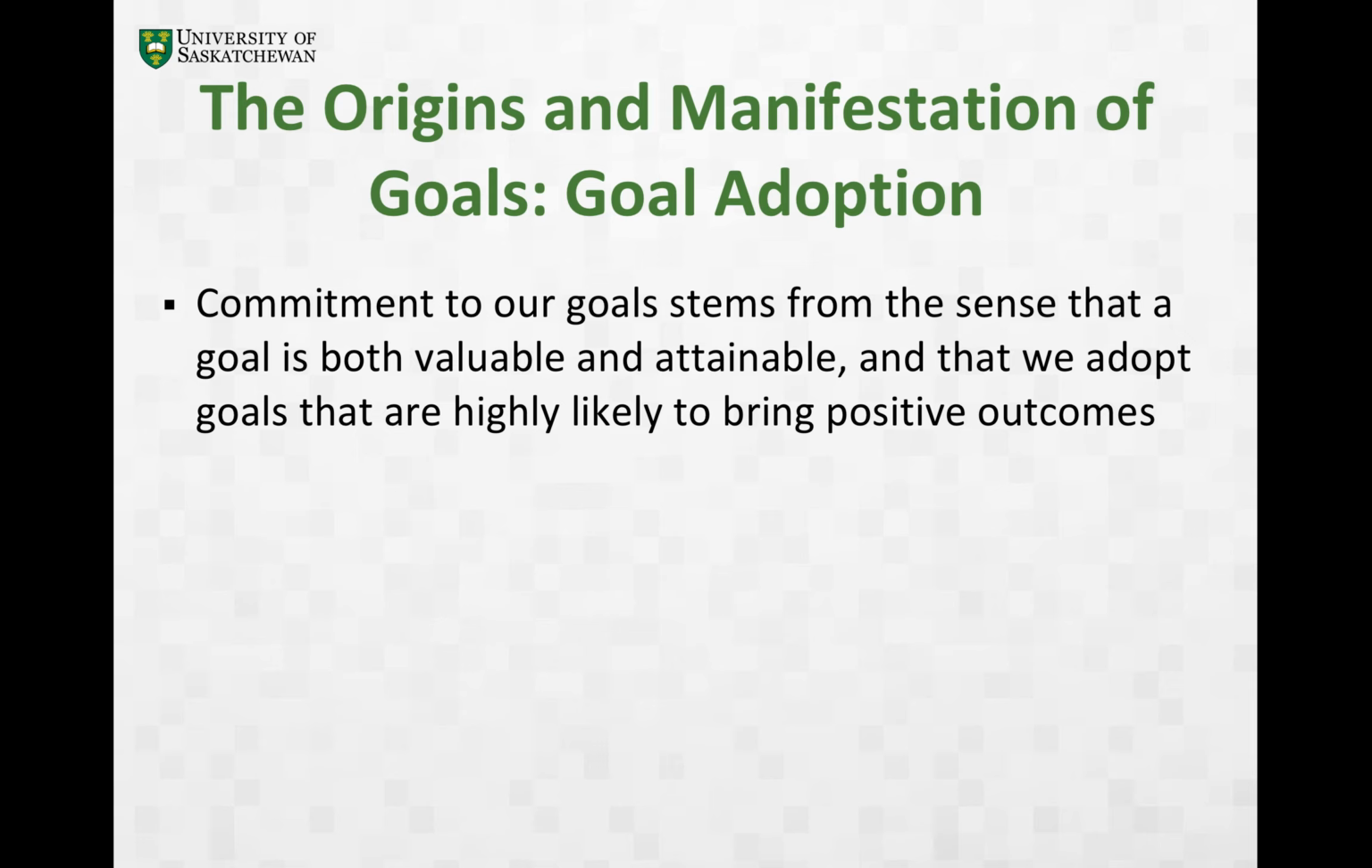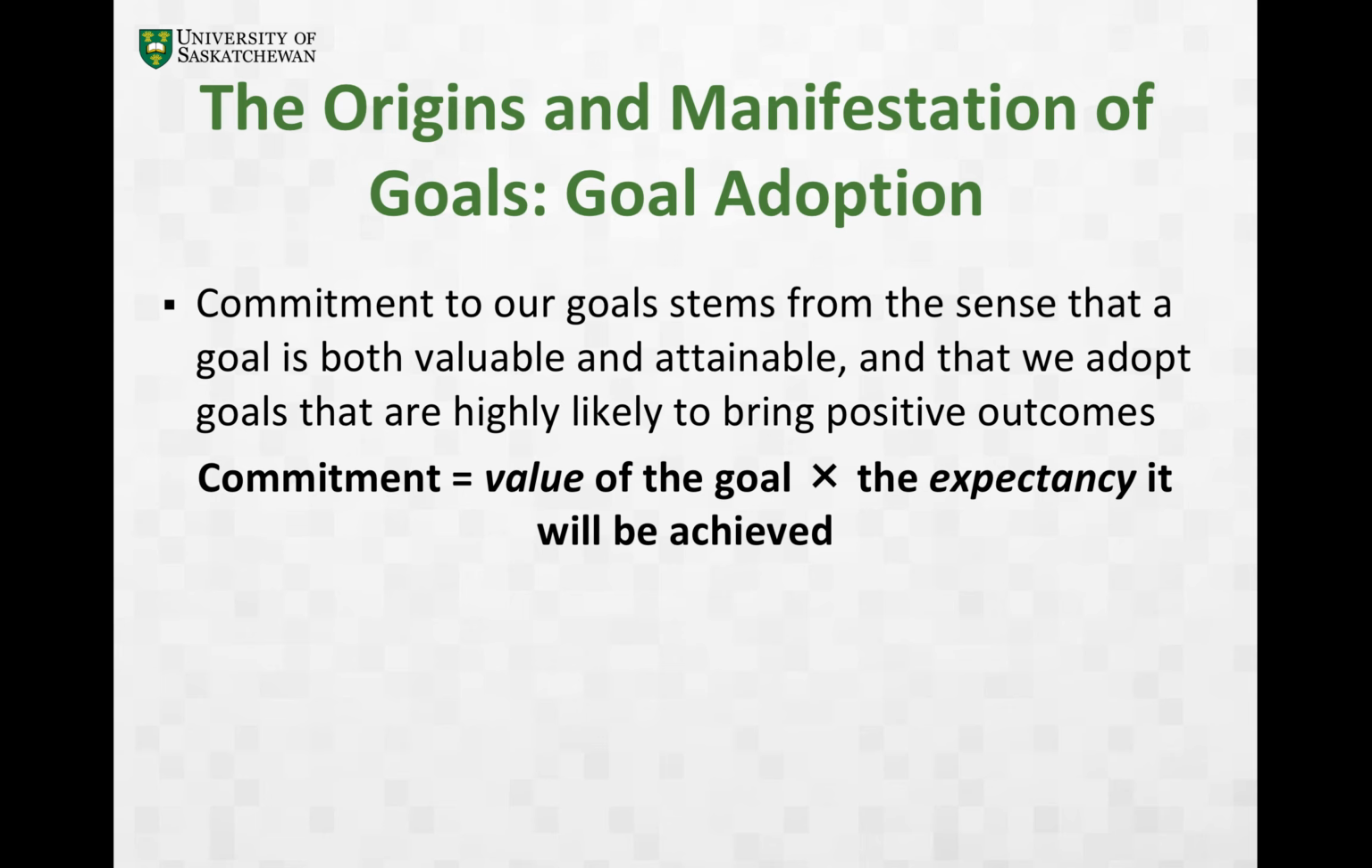Now, before we adopt a goal, we have to wrestle a little bit with what our commitment to a goal is. One of the things that makes it likely for us to engage in a goal is that we find it valuable as well as attainable. And we tend to adopt goals that are likely to bring a very positive outcome for us. So if we wanted to put it into an equation, it'd be this idea of commitment equals value of the goal times the expectancy that we will achieve it, right? It's not helpful for us to set unrealistic goals, and in fact, our commitment reflects that. If the goal is extremely unrealistic, we're much more unlikely to actually follow through with it.